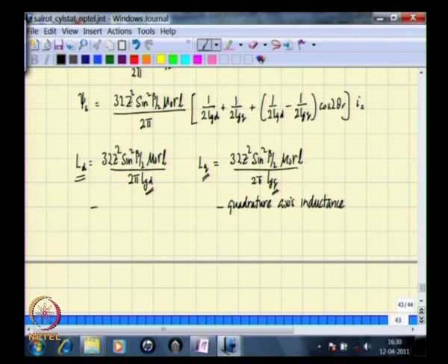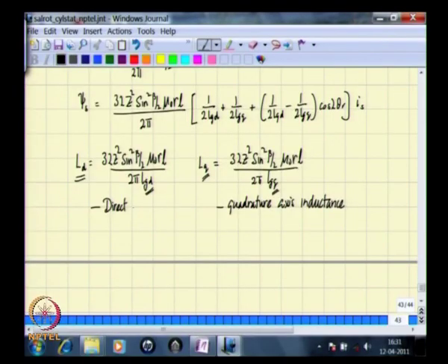and we will call this, since it represents the inductance at the smaller air gap and therefore the inductance along the axis of the pole face, the direct axis inductance.